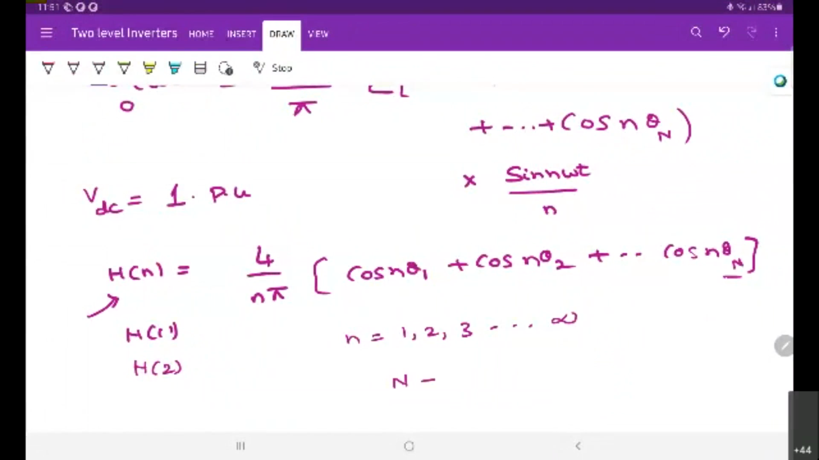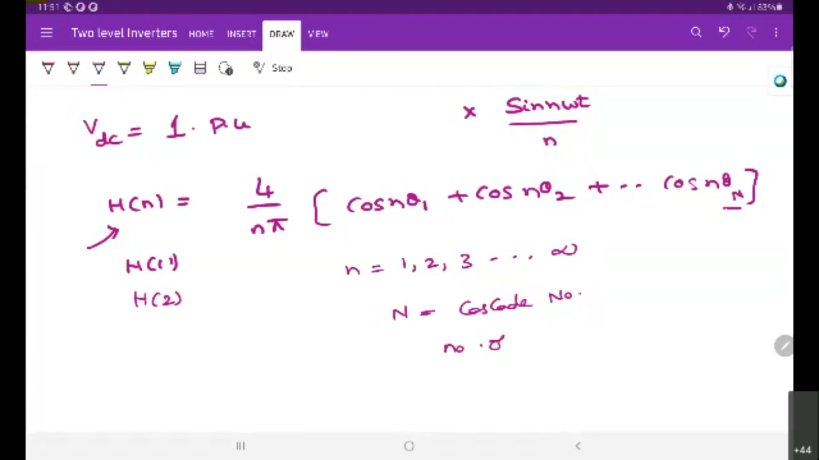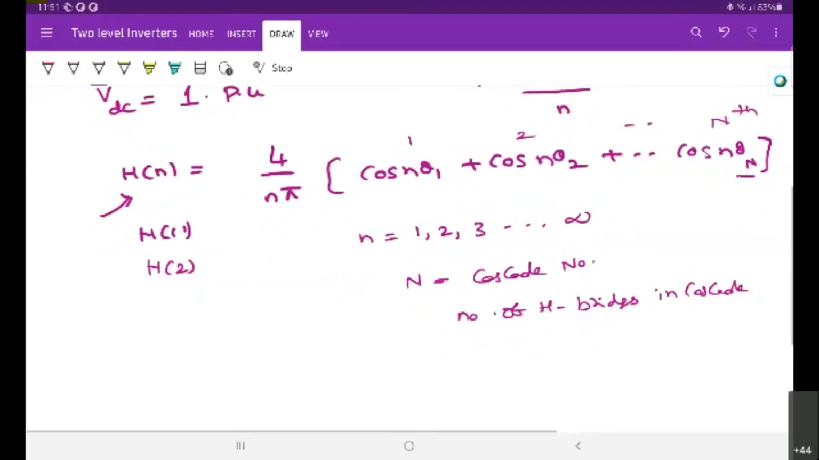So this capital N is the cascade number, that is, the number of H bridges in cascade. Here we already have the angle theta. This is the first H bridge, second H bridge, and this is the nth H bridge. Since it is a Fourier series, the series will vary from 1 to infinite. So these are the coefficients.